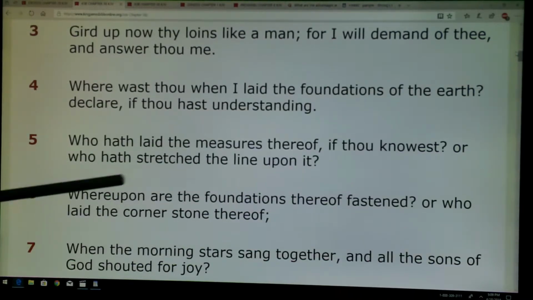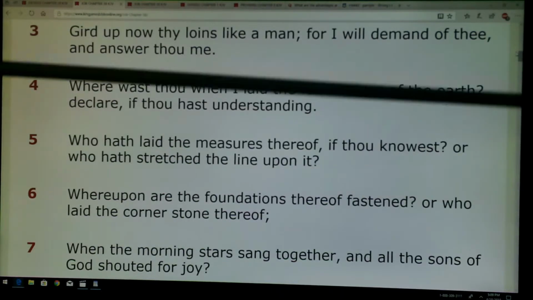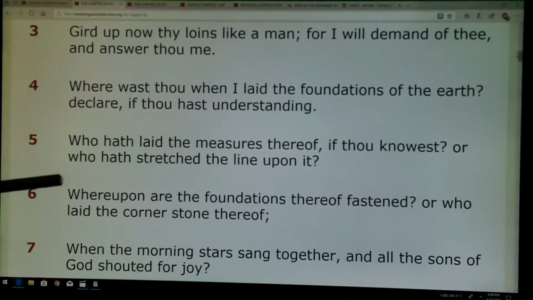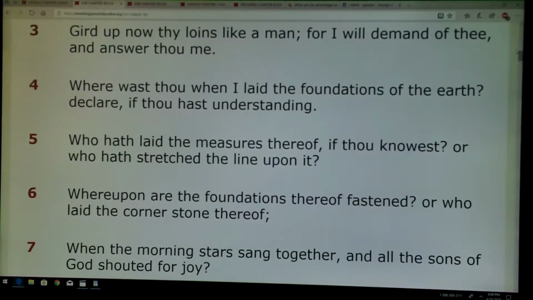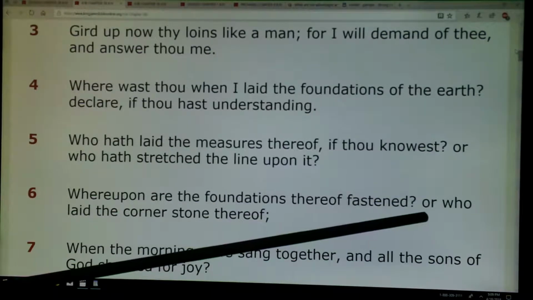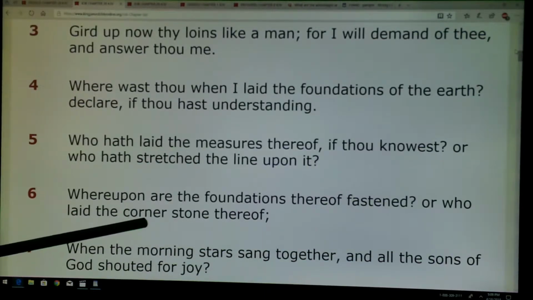That's why when you see a picture of Nut and Geb, Nut is going over, arced all the way over. Her two feet are touching the earth, and her two hands are touching the earth. That represents the four foundations, and then it's going over to a flat earth on both sides, right? What that picture actually is, is science, and it's the technology of the earth, okay? Whereupon are the foundations thereof fastened. Or who laid the cornerstone thereof?